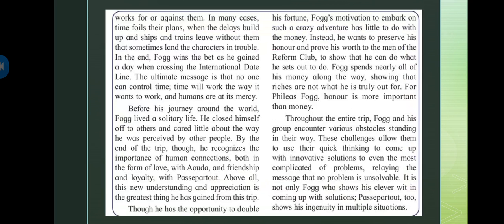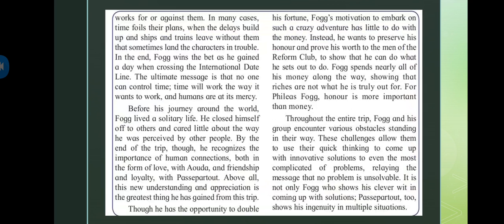But by the end of this trip, when the journey of 80 days was about to end, he realized the importance of the people around him. And especially, he found his love in Aouda, and the friendship and loyalty he found in Passepartout, who became his best friend later, before the end of the journey. Above all, this new understanding and appreciation is the greatest thing he has gained from this trip. So basically, above everything, these are the two major things that he gained through this whole journey.